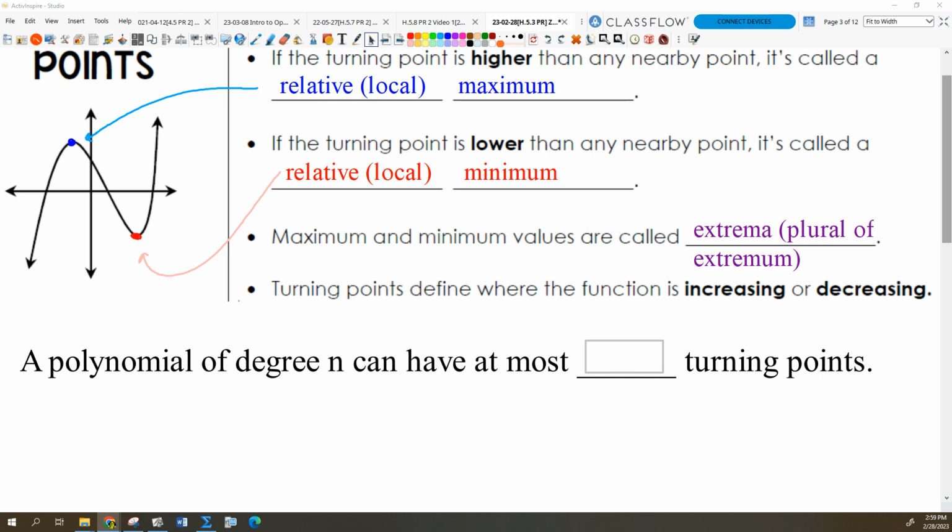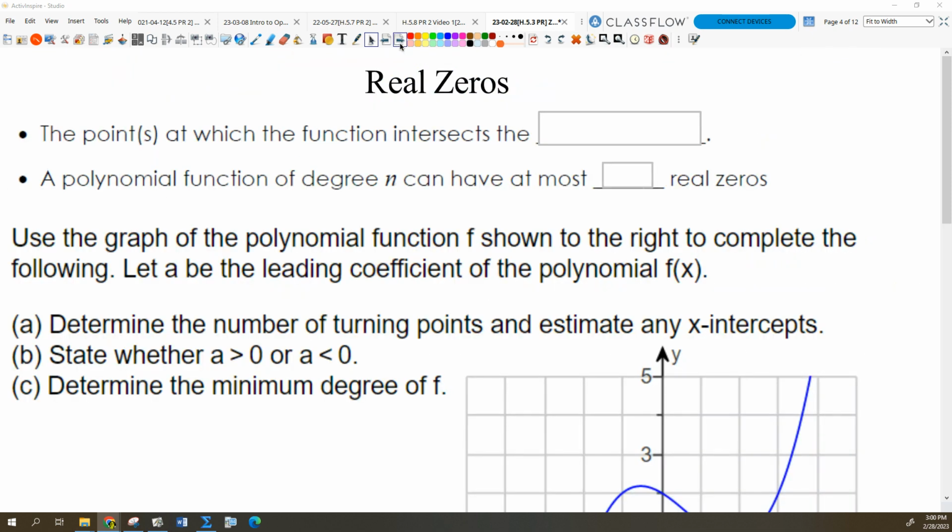So if the degree is 2, but it only has 1 turning point, what do you think the answer is going to be? If the degree is n, how many turning points could it have? N minus 1. Yeah. Okay. Right? So an nth degree polynomial could only have at most n minus 1 turning points. The maximum number of turning points is always 1 fewer than the degree of the polynomial. Okay, so now let's talk about x-intercepts.